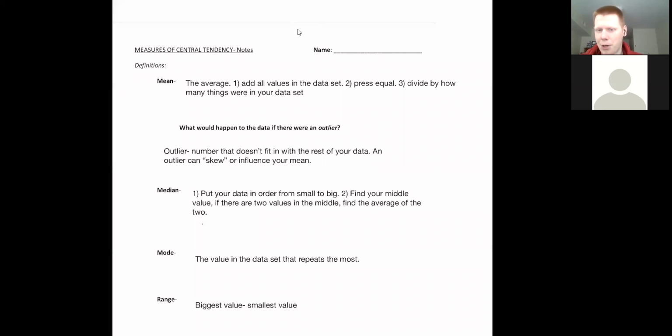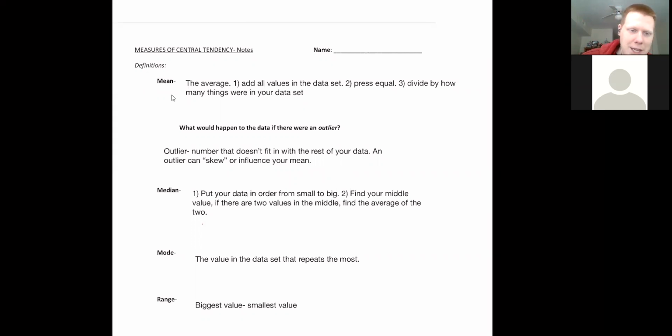Like if you were doing an experiment, you could use statistics to make some conclusions. So, like I said, we're looking at measures of central tendency, basically ways to look at the center of our data, or where most of our data falls towards. So there's different ways to measure central tendency.